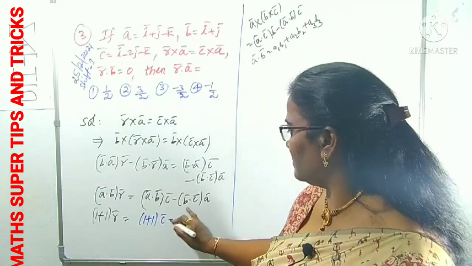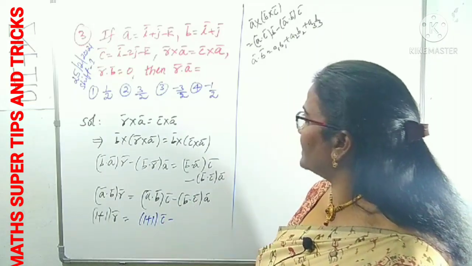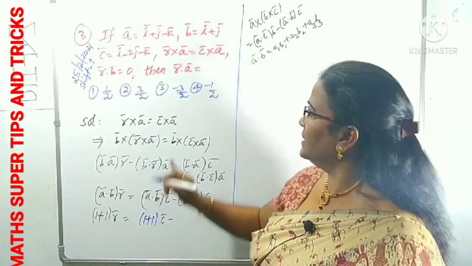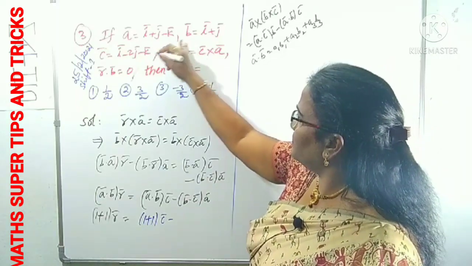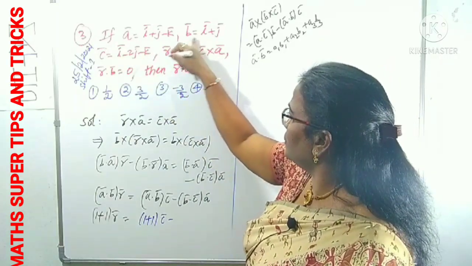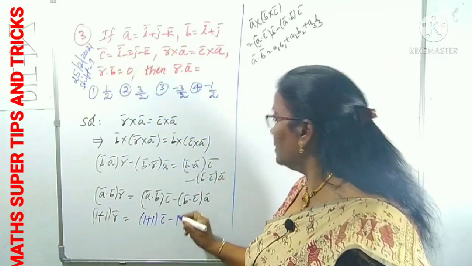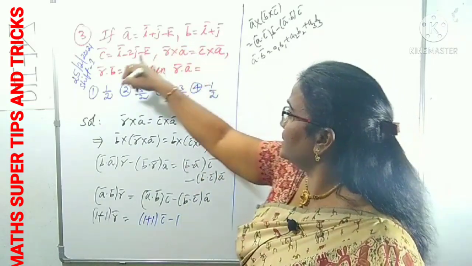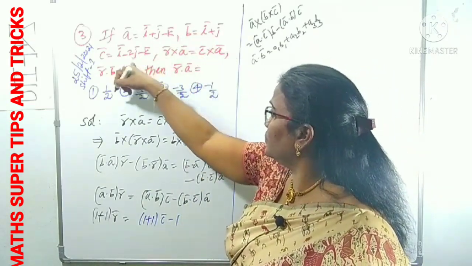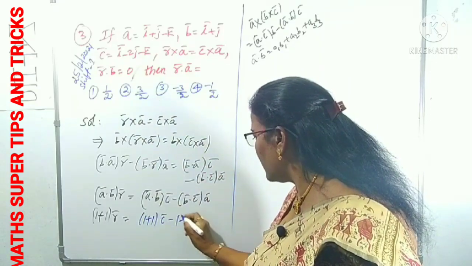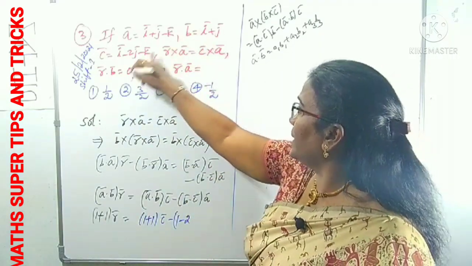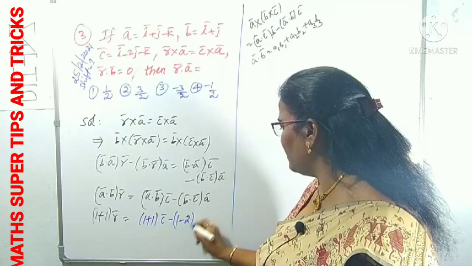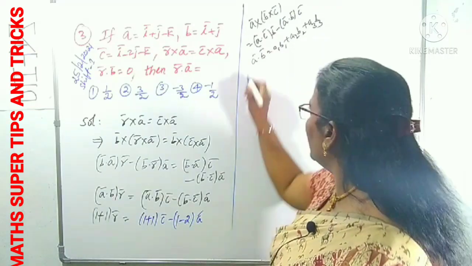First you can use the dot product result, b dot c, for easiness. b dot c is the dot product of b and c. The i coefficient: 1 into 1 is 1. Next the j coefficient: 1 into minus 2 is minus 2, right? Here there is no k, so the next k term will be zero into a bar.